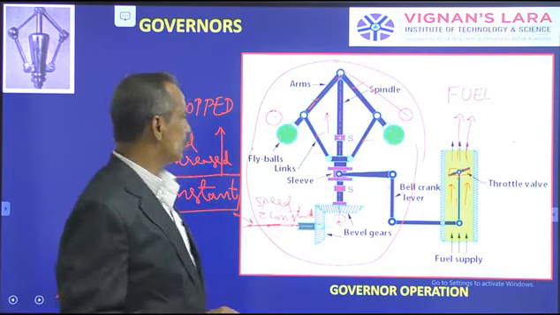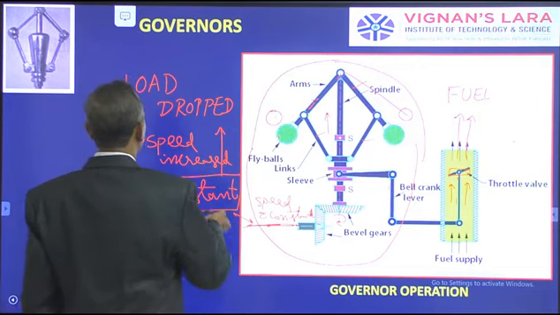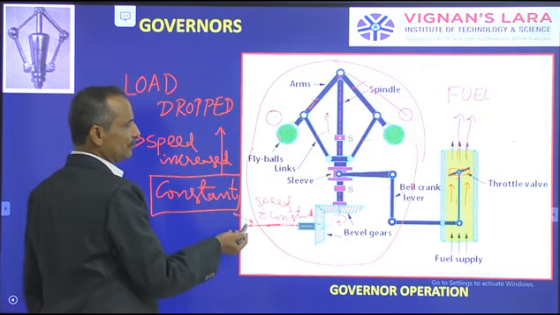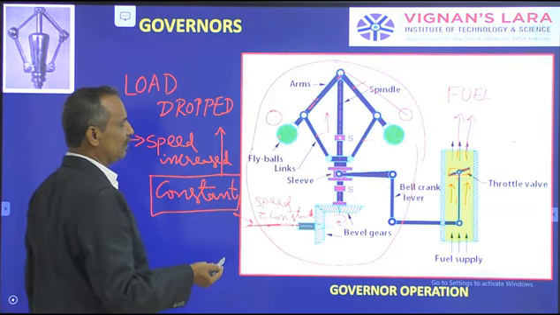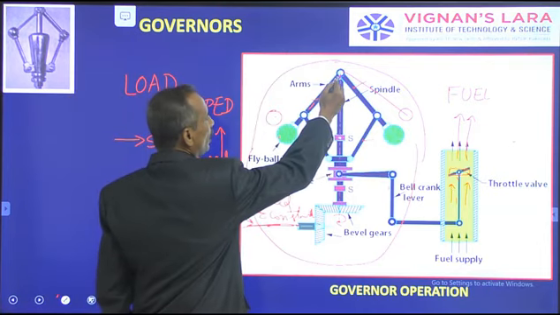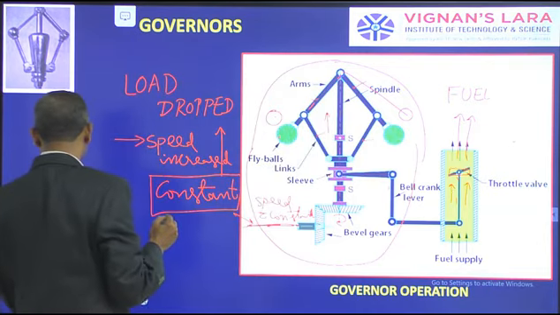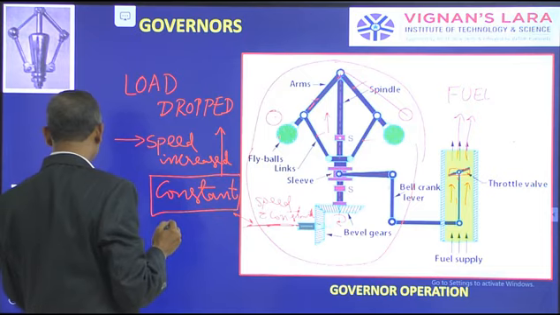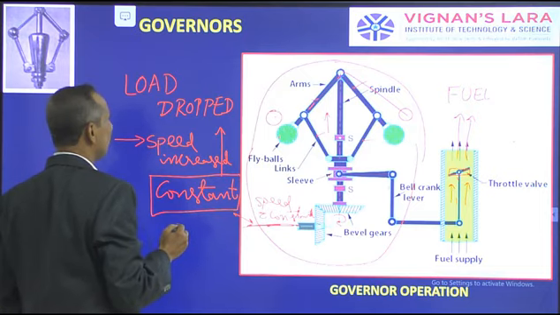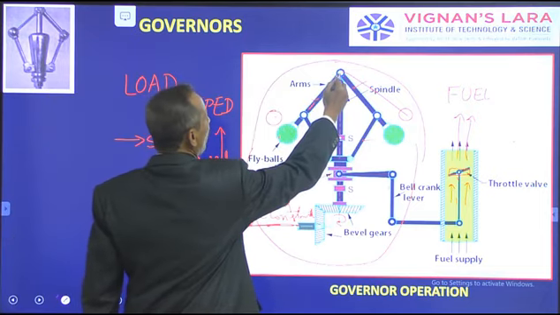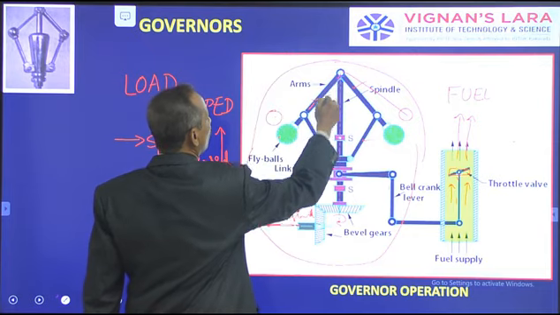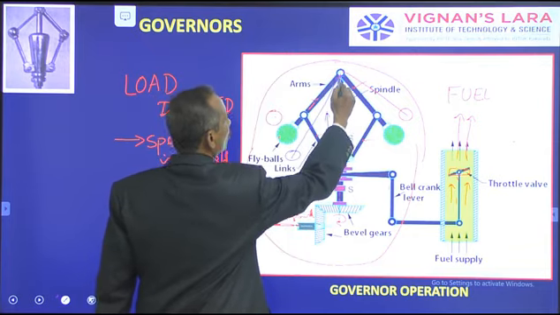So vice versa is also true. That means if the load increases, then what will happen? When the load increases, in that case your fly balls will now be dropping down.